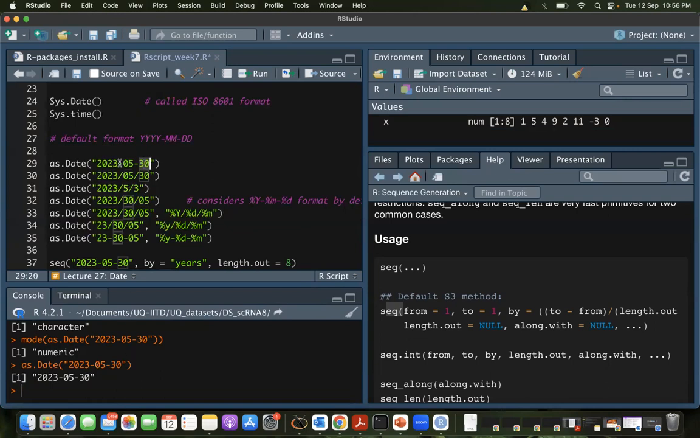But now let's say instead of the hyphen, I'm using slashes. If I run this, you see I entered slash, but I got hyphen.